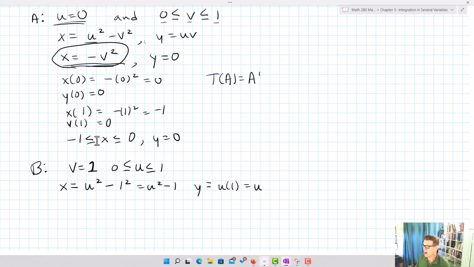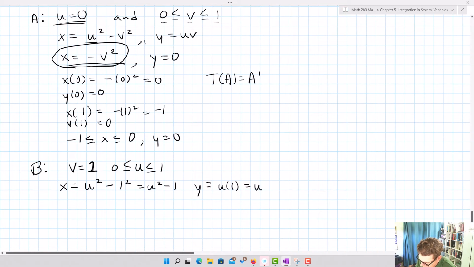So we no longer have a constant function in this case. Instead, we've got something else going on here. We have y equals u, and x equals u squared minus 1. So we'll substitute, and x is going to equal y squared minus 1.